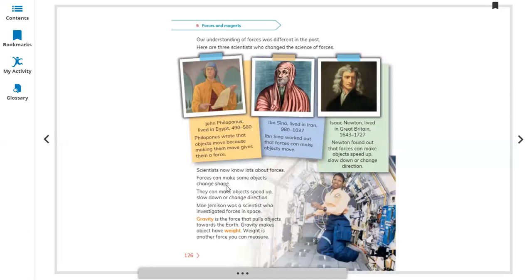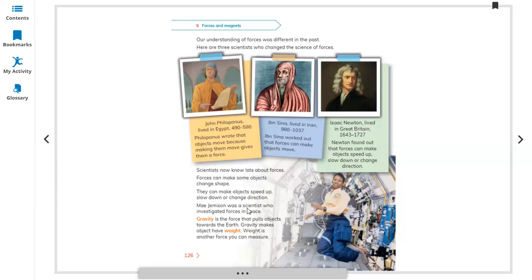You apply your force. Scientists now know lots about forces. Forces can make some objects change shape. When you apply force on rubber, you can stretch it. You can bend an iron. You can compress something like a balloon if you apply force. Forces can make objects speed up, slow down, or change direction.